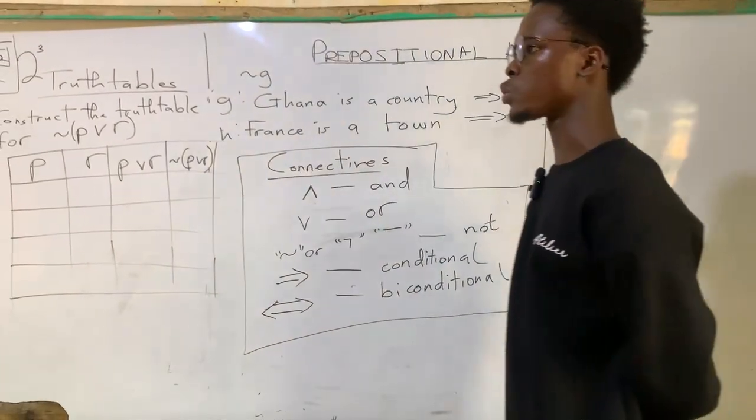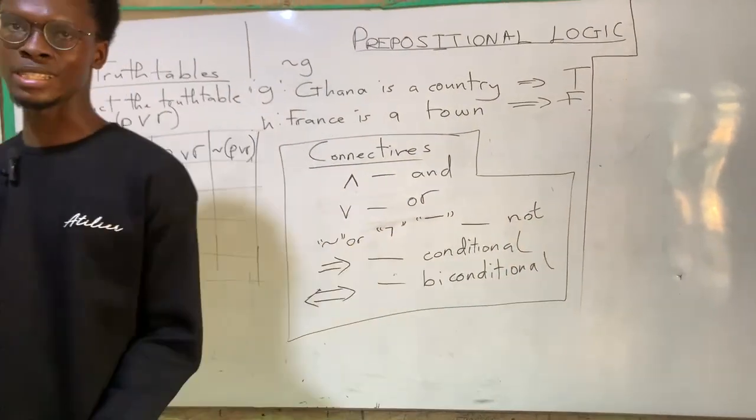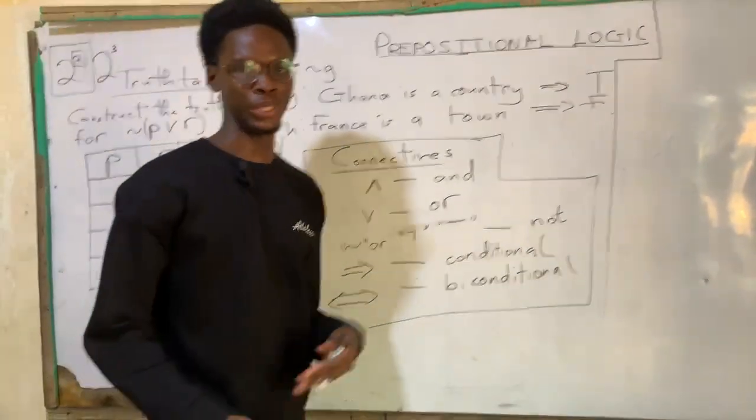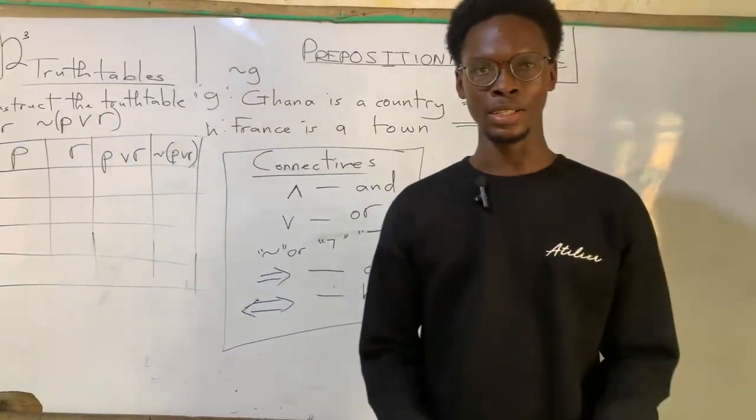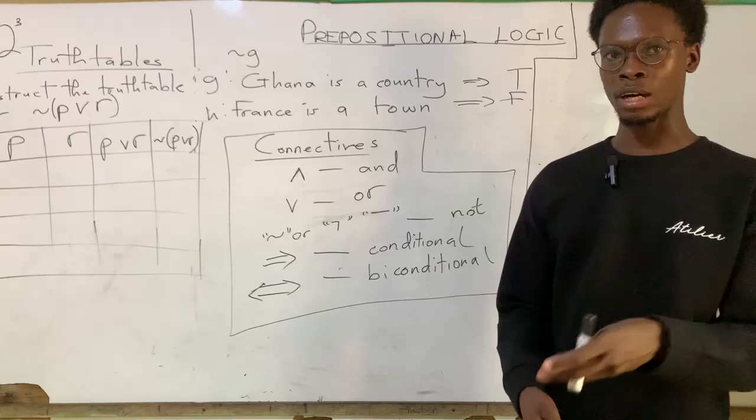Okay, let's use one that's more common. It occurs in the real world. If Kofi is a boy, then Kofi has a penile structure, right? So if Kofi is a boy, he will definitely have a penile structure. You know what a penile structure is?